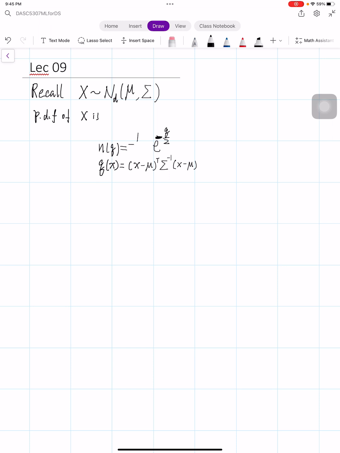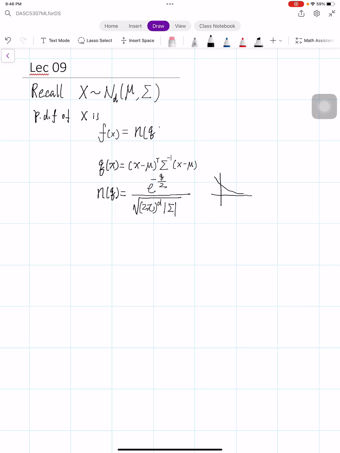Normalization constant is given by 1 over square root. It's too much space here, maybe I can write on here. So n of q is a function, exponential to the power negative q over 2. So this function is basically a monotone decreasing function. And we also need some normalization constant, 2 pi to the power d, and the determinant of the covariance matrix. And then the density of the multivariate normal distribution is just the composition of two functions, n of q of x.